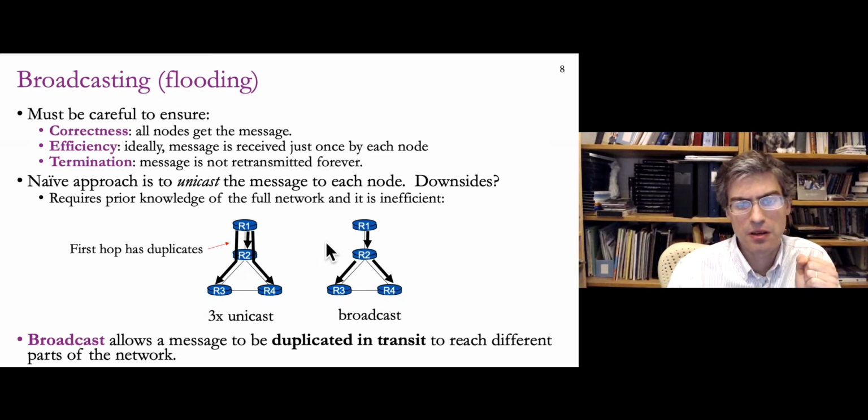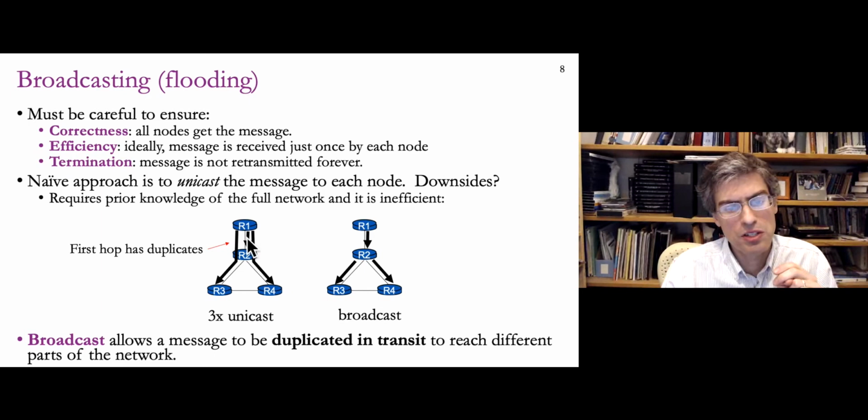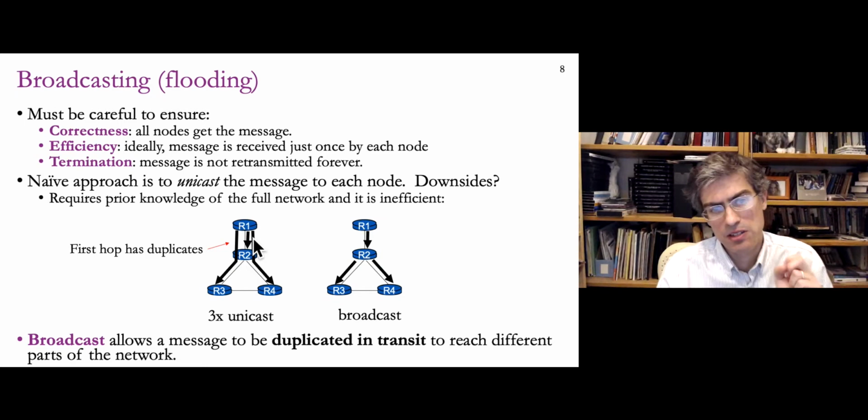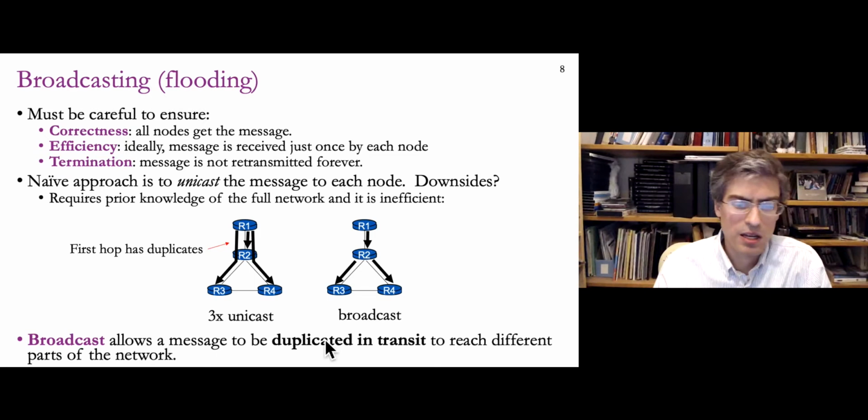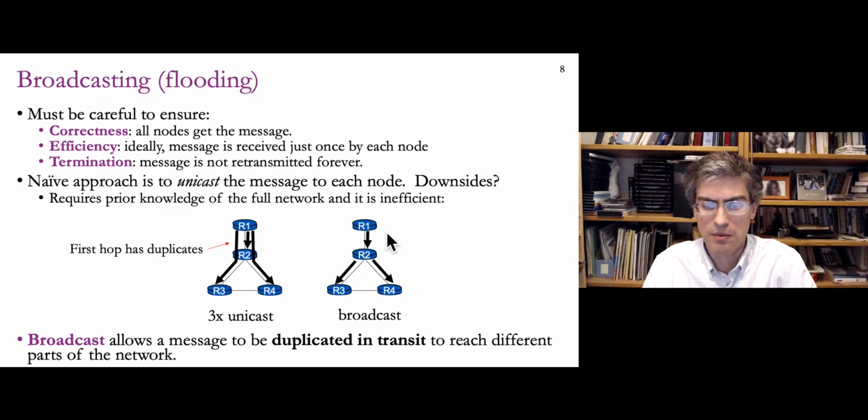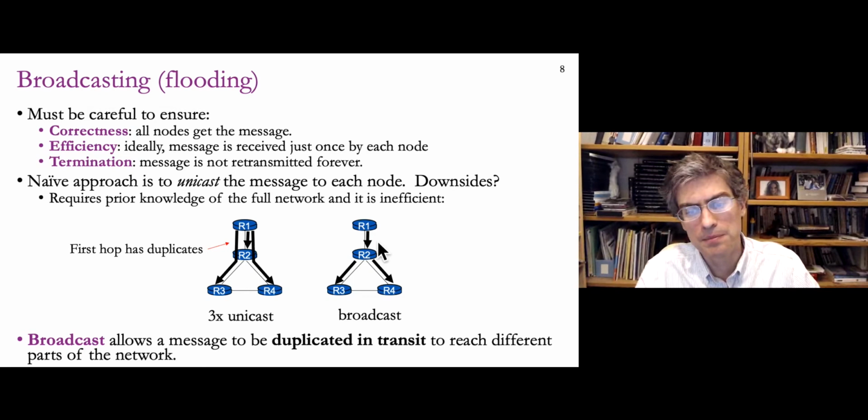And the second problem is inefficiency, right? This first hop has three duplicates of the message being transmitted over this link. The only difference is the destination address on that message is different, right? So it would be better somehow if we could send one copy of the message and have it be duplicated in transit before going out to the other destinations, right? So on the right-hand side, I have a more efficient version of this where there are fewer bits sent, right?